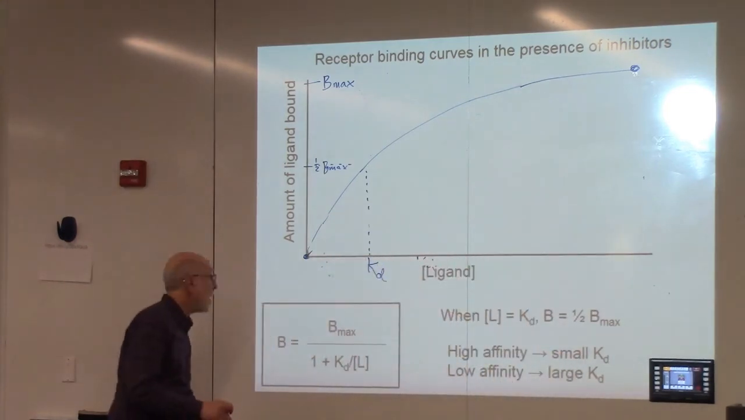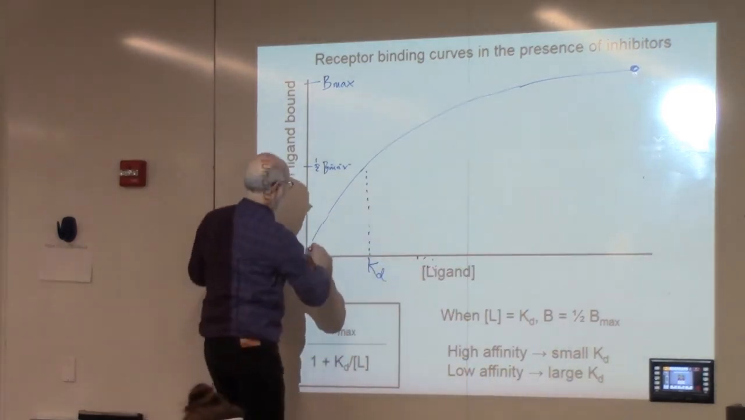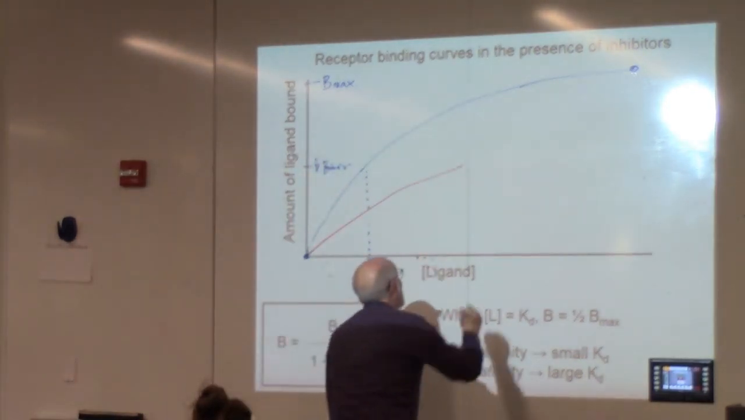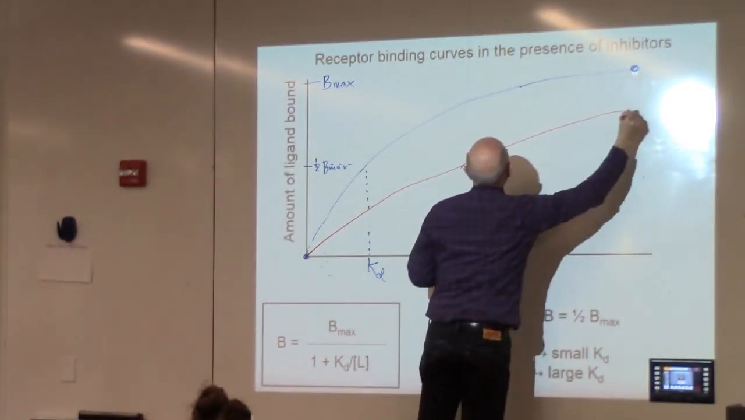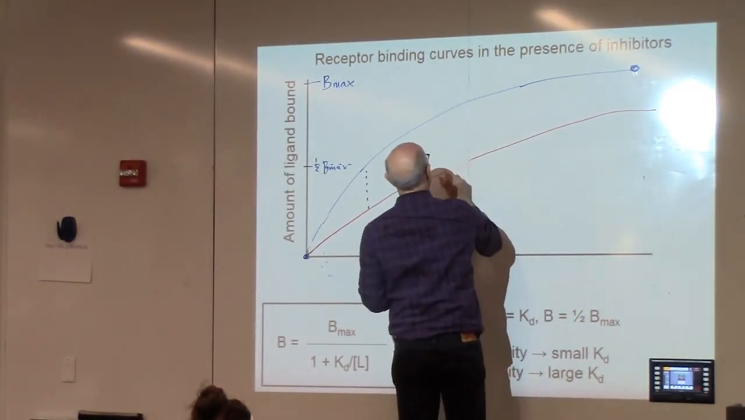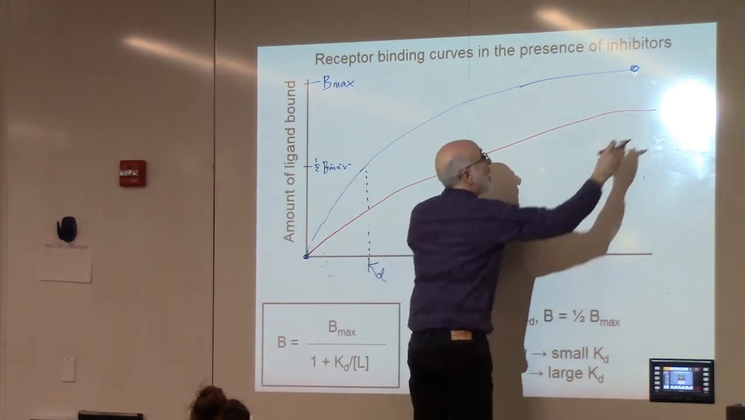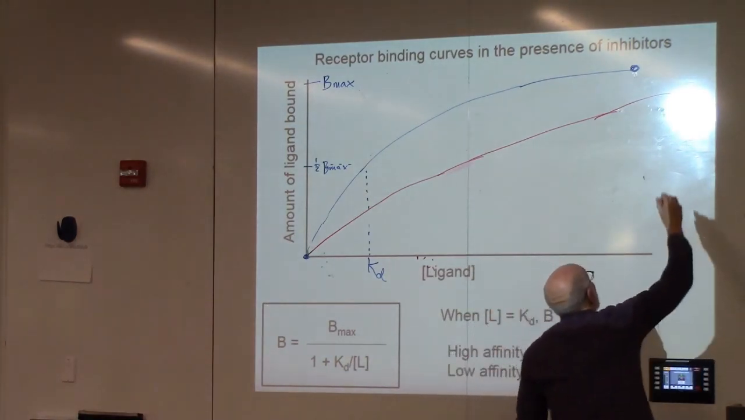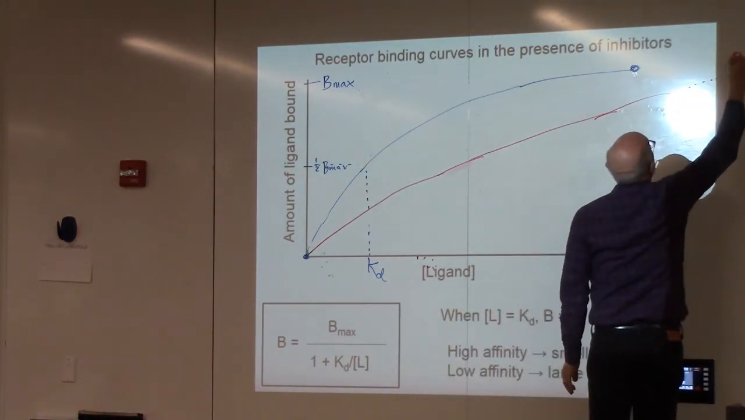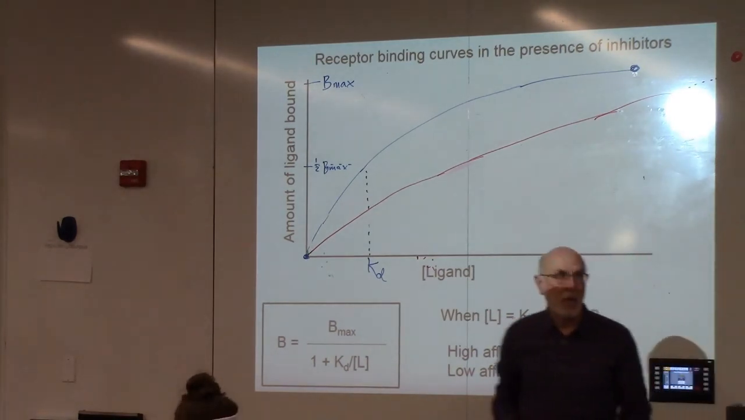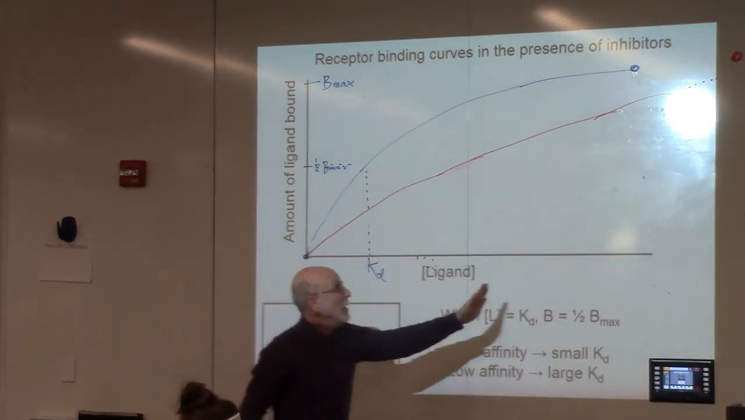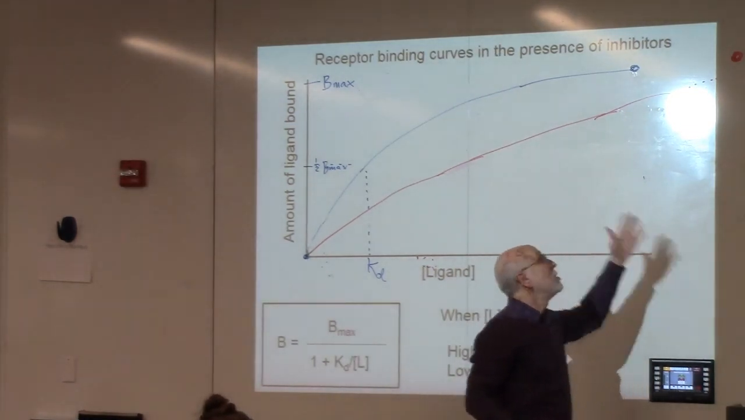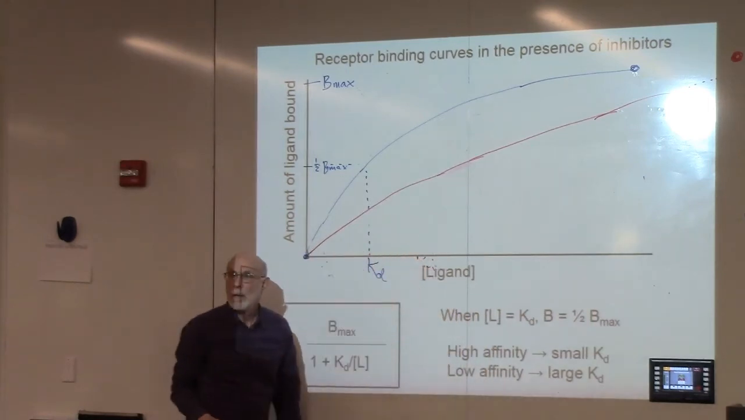So in the presence of a competitive inhibitor, I'm trying to draw this as a curve, I'm not very good at it. This is going off scale, but if we were to go to a higher concentration of ligand, we would get to the same Bmax.